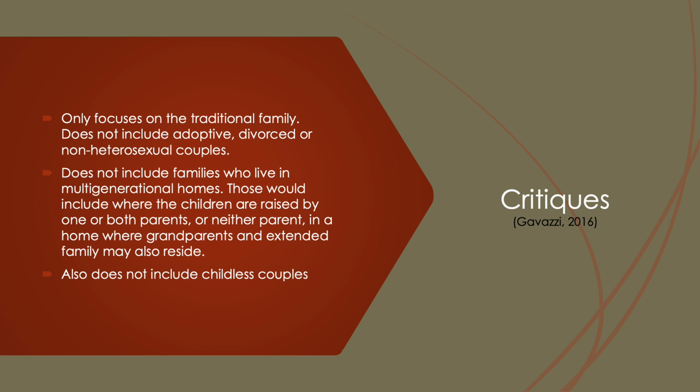Critiques of this theory include that it only focuses on the traditional family, does not include adoptive, divorced, or non-heterosexual couples, and does not include families who live in multi-generational homes. Those would include where the children are raised by one or both parents or neither parent in a home where grandparents and extended family may also reside. It also does not include childless couples.